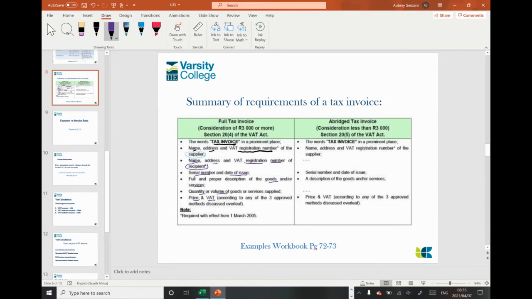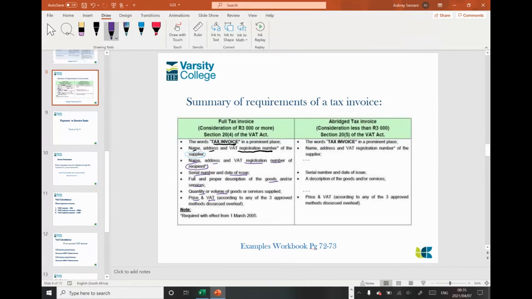Okay, so first thing, you need tax invoice in a prominent place. Then you need name and address and VAT registration number of both the supplier and the recipient. Then you need the serial number and date of invoice. Then you need full and proper description of the goods. Then you need the quantity and volume, and then you need the price and the amount that is obviously due. Okay, then we move on to an abridged.